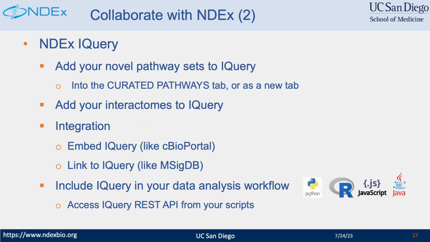You can also collaborate with us on iQuery. If you have some novel pathway set, you can add them into iQuery. We can work together with you to add them as new networks into the curated pathway tab, or create a new tab just for your dataset. If you have your novel interactomes, we can also add them into the interactome tab in iQuery.